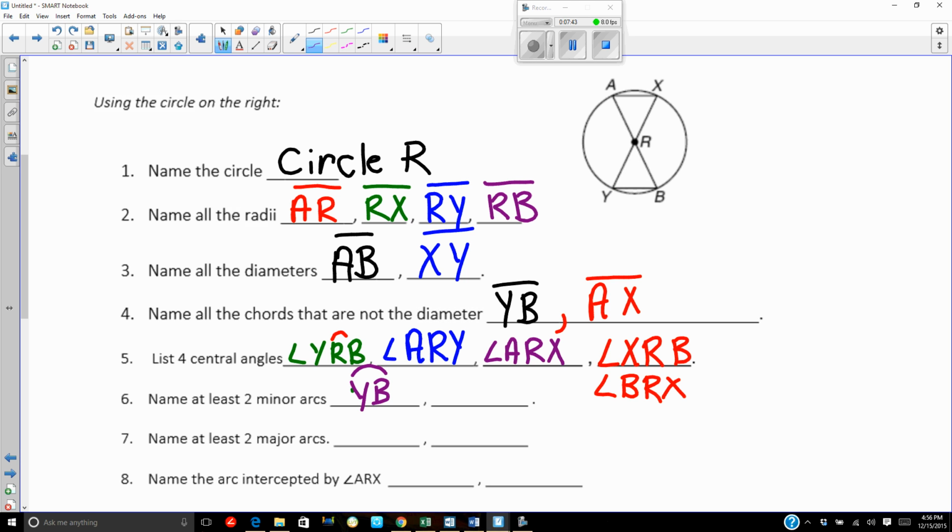So if we name one more minor arc, again, there's a lot of them. I'm going to go with arc XB. You could also say arc XA or arc AX. Because that's still less than half a circle. And again, anytime we talk about minor arcs, we use just two letters. So arc XB.